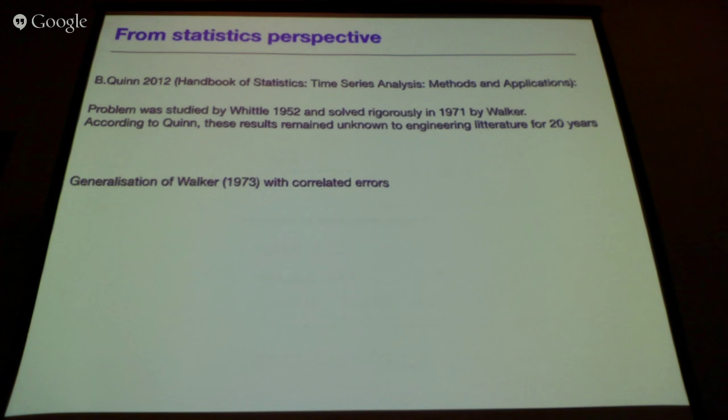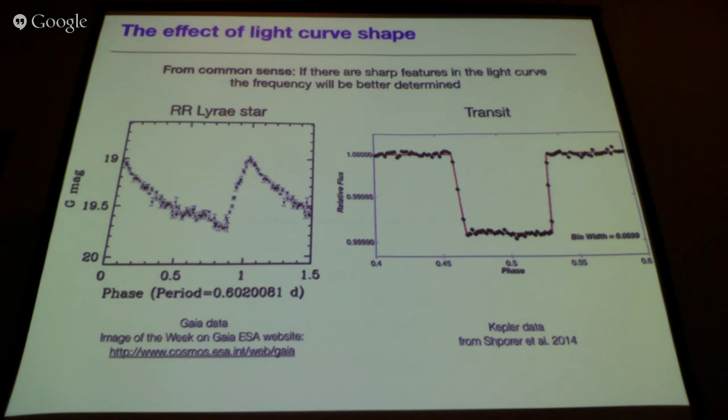And then you discover the literature in statistics. You see quite old results from the 50s with Whittle, and then this problem was solved in 1971 by Walker. From the Handbook of Statistics, according to Quinn, these results were kind of ignored or unknown to the engineering literature for 20 years. It was also not known in astronomy. So this is the situation.